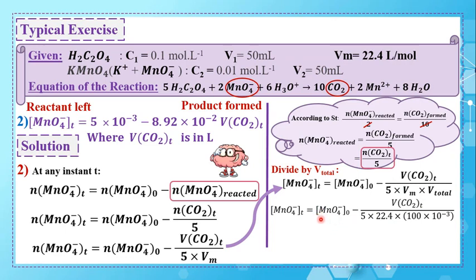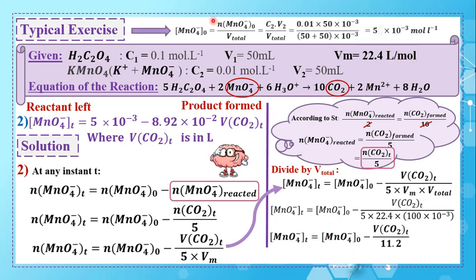I still have to calculate the initial concentration of MnO4 minus, which is equal to the initial number of mole over V total. It is equal to C2 V2 over V total. So this is the number. So I will have 5 times 10 to the power minus 3 minus 1 over 11.2 is equal to 8.92 times 10 to the power minus 2 V of CO2 at instant T, and T is in liter.